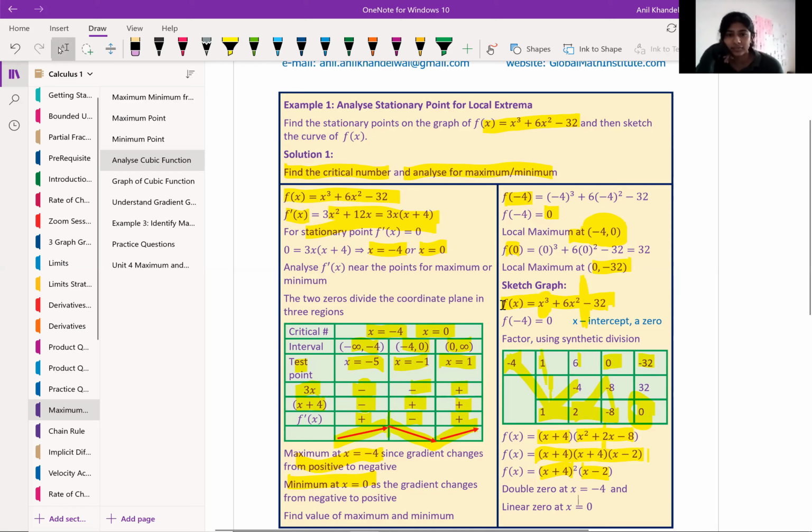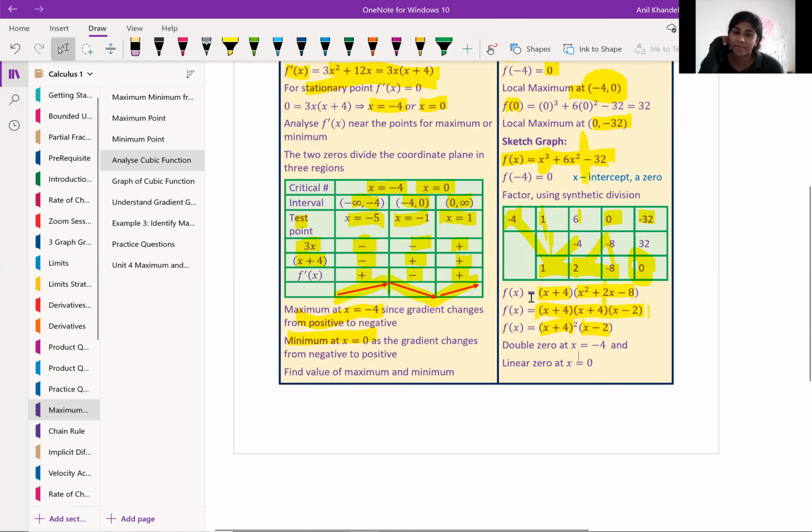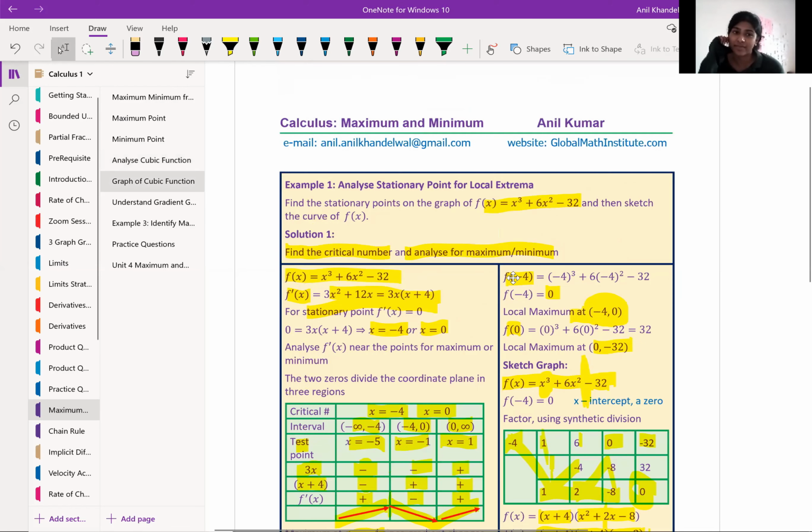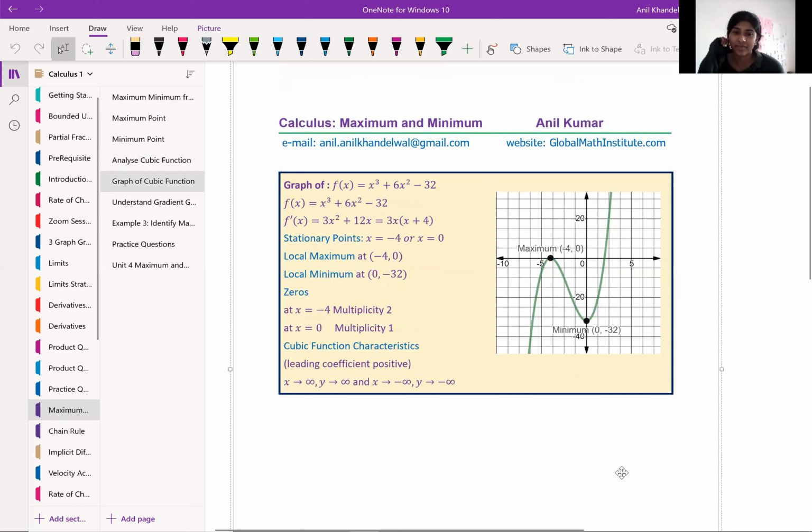This is a cubic function. We know the zeros and their properties, the order or multiplicity. We know our maximum and minimum. Can you sketch the graph now? Perfect. So I'll give you more practice questions here. Let's look at the graph of this particular function, which is right there. So let us put all the information which we have gathered so far.